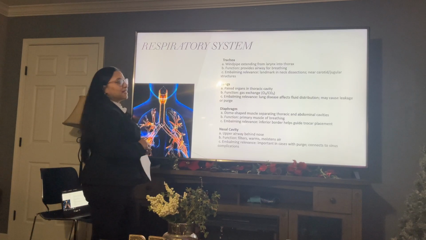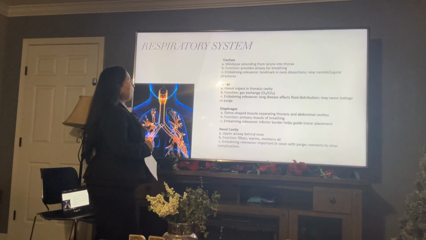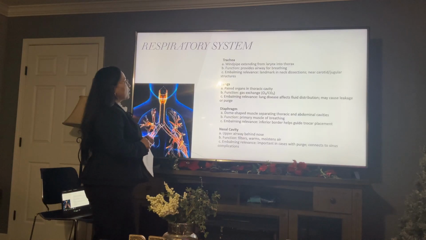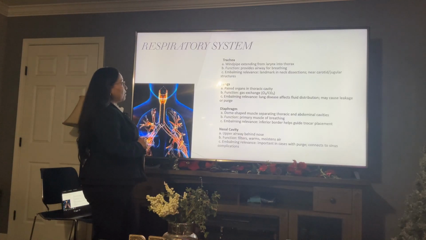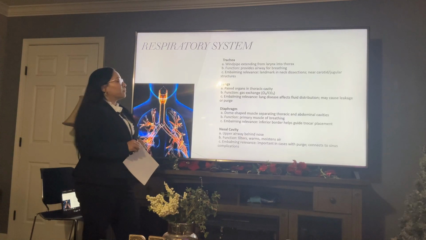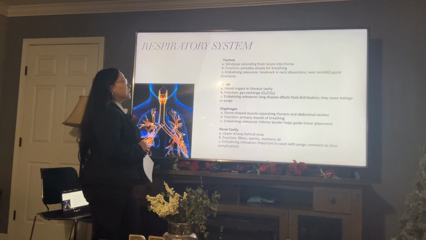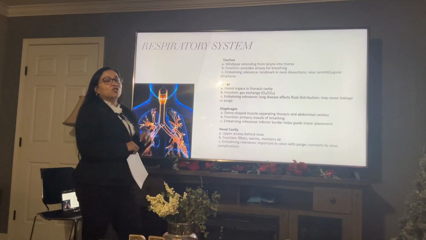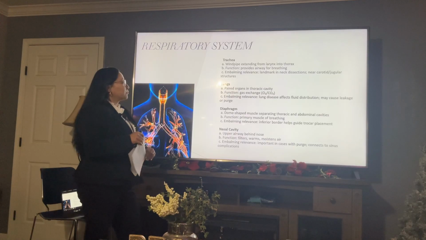The next structure is the lungs, and they are paired organs in the thoracic cavity. The function is gas exchange. Embalming relevance is lung disease affects fluid distribution and may cause leakage or purging.